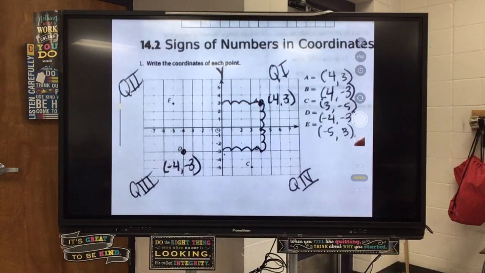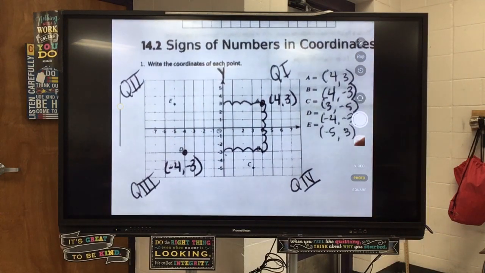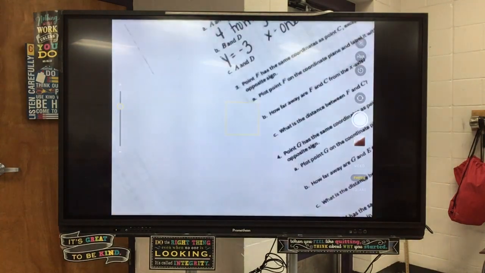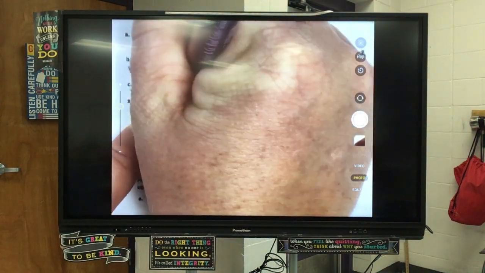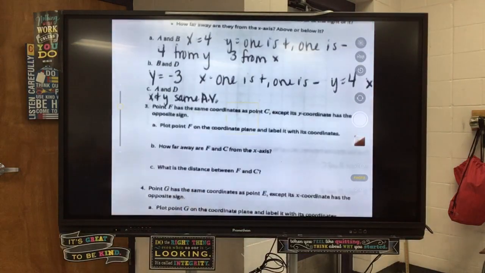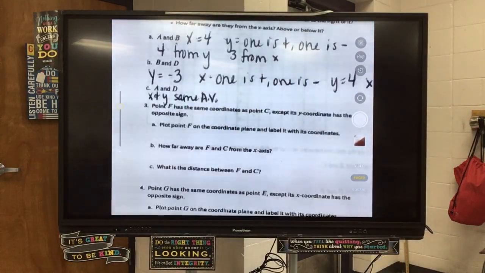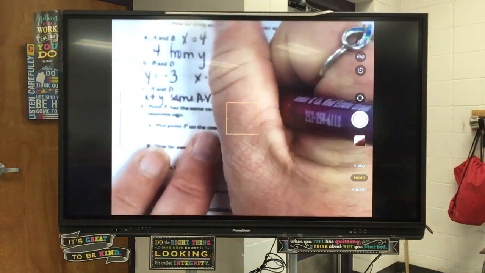So what do you notice? How are they the same? Gabby? They have the same absolute value for both their x and the y. Okay, so x and y, same absolute value. All right, how are they different? How are they different, Ramon? They're opposites. They're opposites, exactly. All right, so opposites.